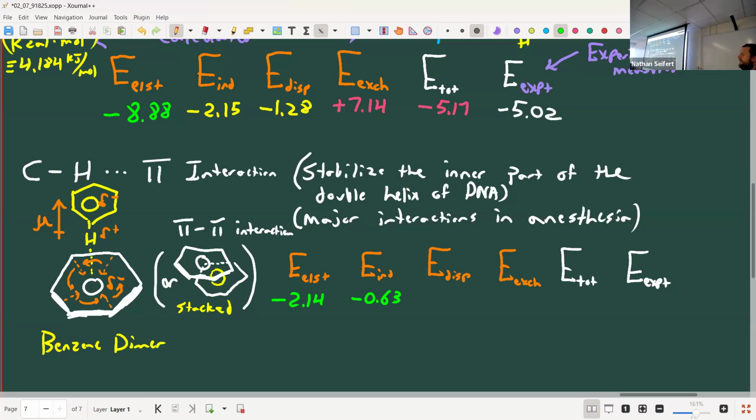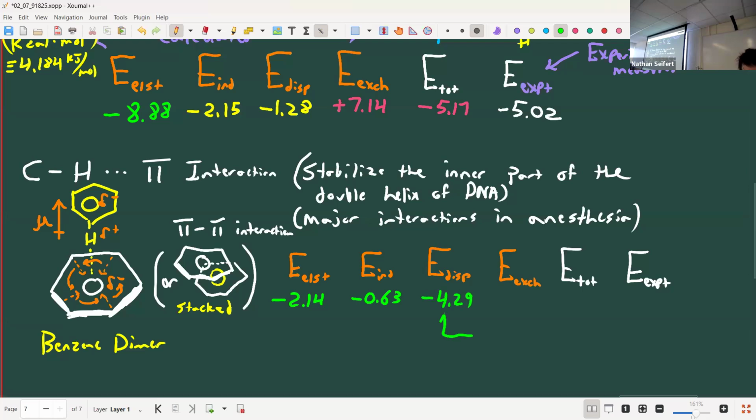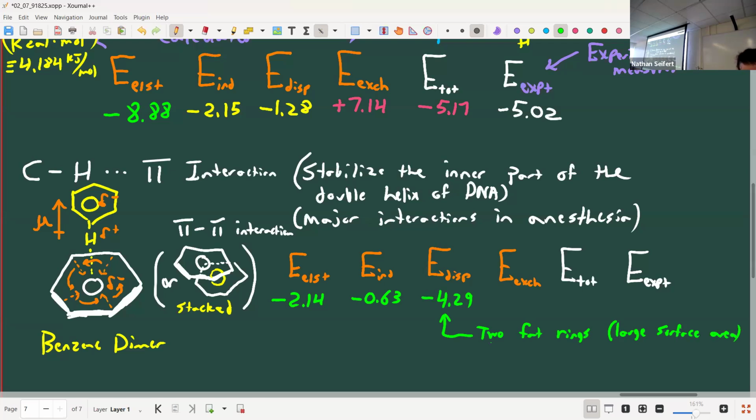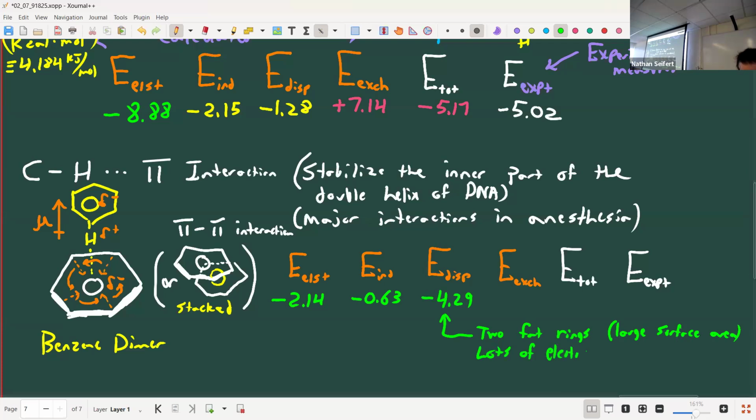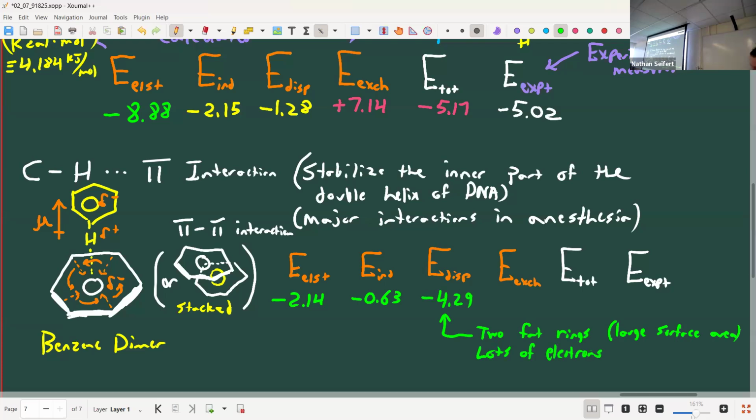Not surprisingly, the thing that dominates here, we have these big fat rings, lots of electrons in them. The dispersion is much stronger than any of the other forces, by a factor of 2. Right, we got 2 fat rings. So large surface area, and lots of electrons. Okay, so lots of dispersion.